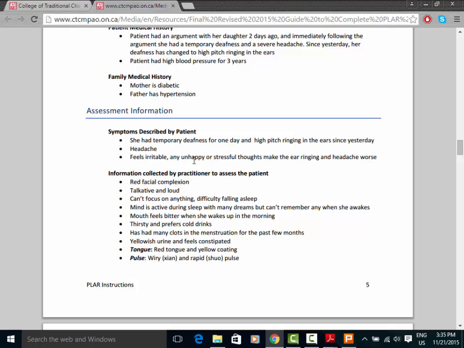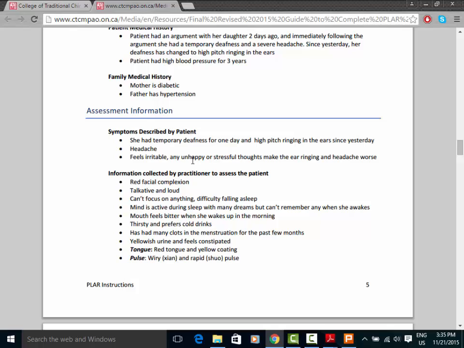Go further down. Now we have the constitutional questions. Red face, heat, right? Talkative and loud, yang condition, excess, can't focus, difficulty falling asleep. That's interesting. Now it's going to give us more information. Mind is active during sleep with many dreams, but can't remember. What does that indicate? Is there heart stuff? To me, this is still in line with the excessive heat inside the body, agitating him at night. Mouth feels bitter: liver heat, liver fire. Thirsty, prefers cool drinks, right? Heat inside the body.